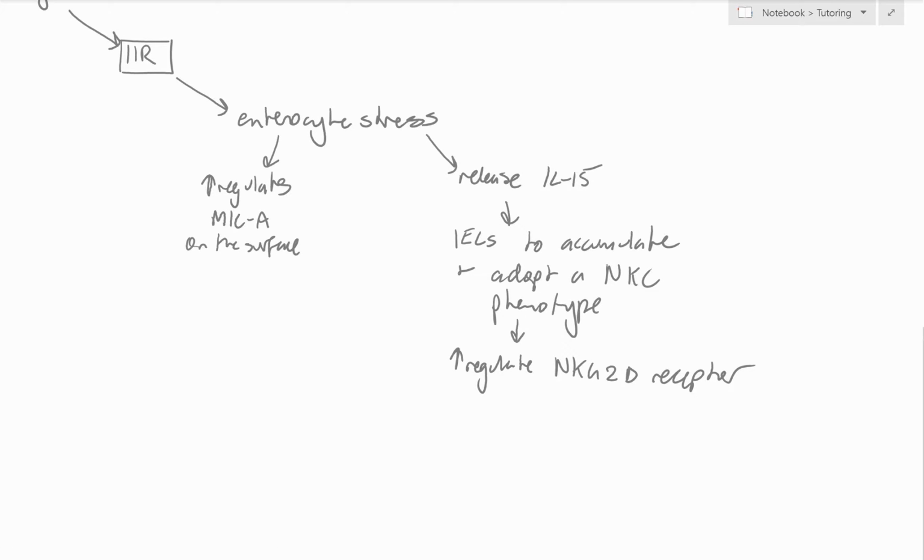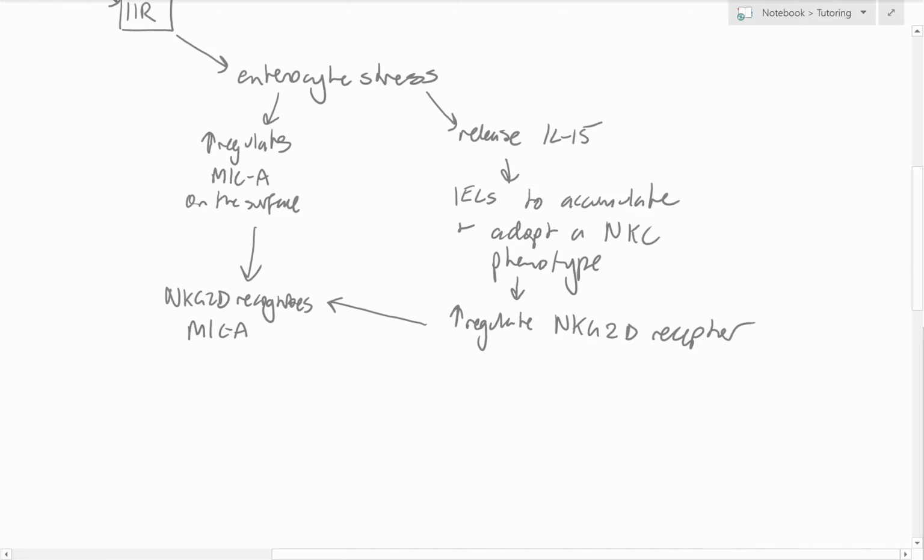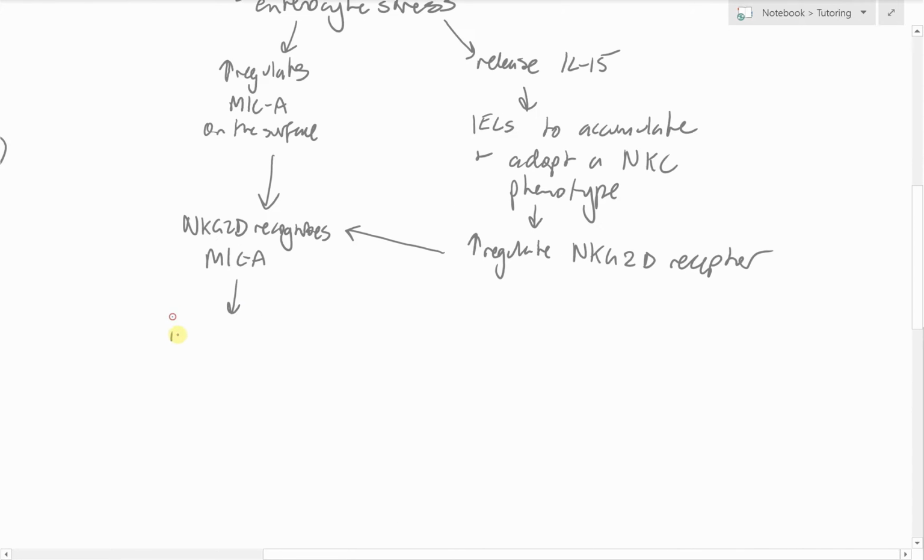And just like natural killer cells, these cells are now able to go and kill cells that activate that NKG2D receptor. Now, one of the things that does do that is MIC-A. So NKG2D recognizes MIC-A, and from that you're going to get immune destruction of enterocytes.